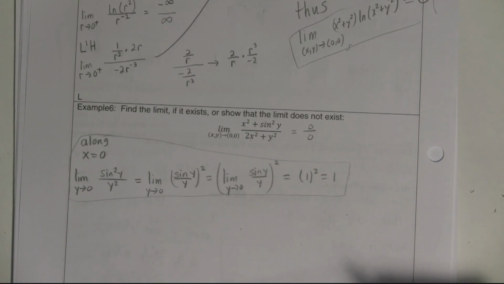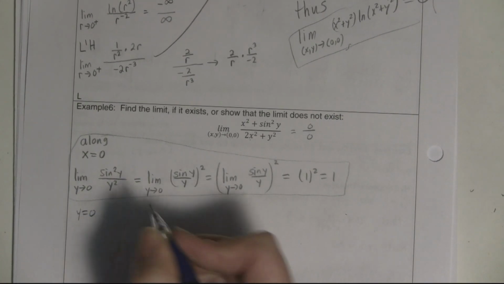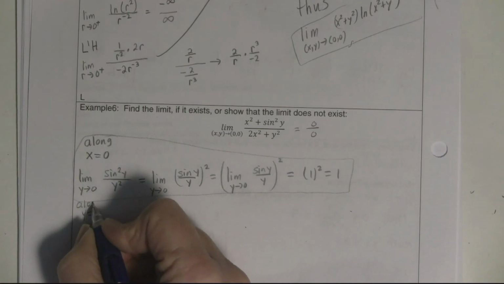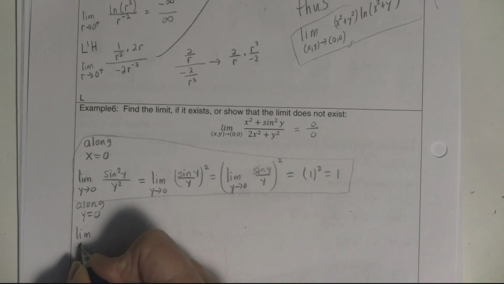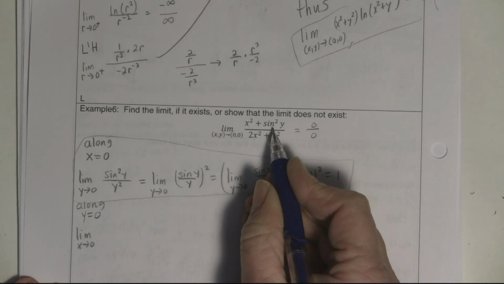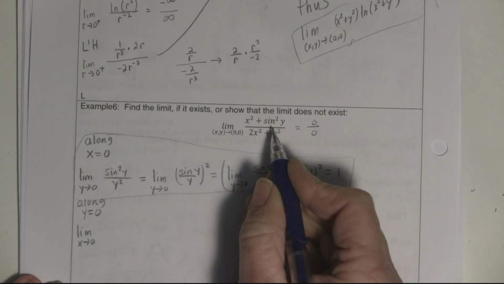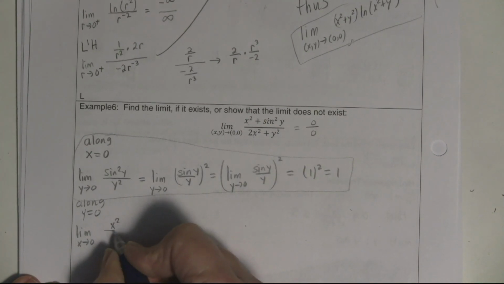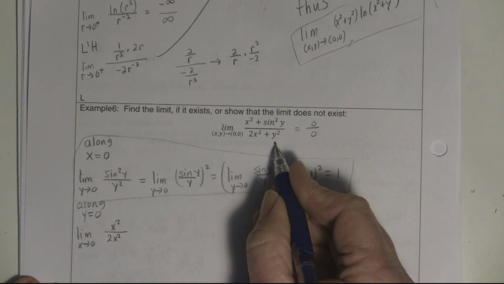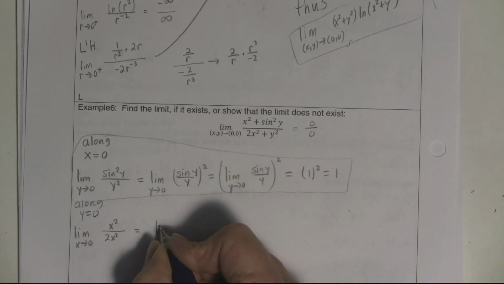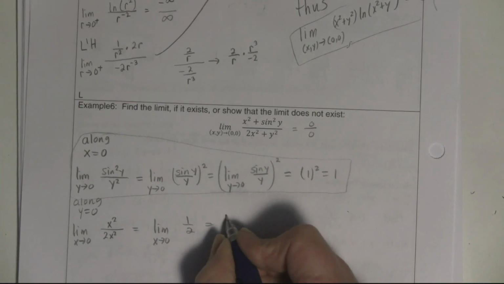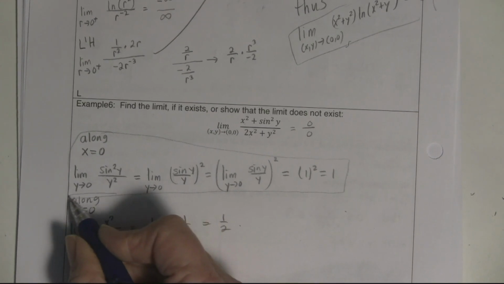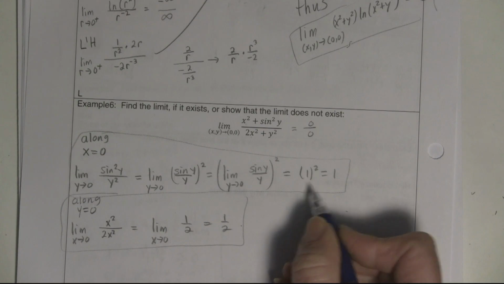My other favorite path would be y equals 0. So that would be the limit as x goes to 0. So y is going to be 0. Sine of 0 is 0, and then the square root of 0 is squared. So this is x squared over 2x squared, right? So this is the limit as x goes to 0 of one half, which is one half. And then boom, those are not equal to one another, right?